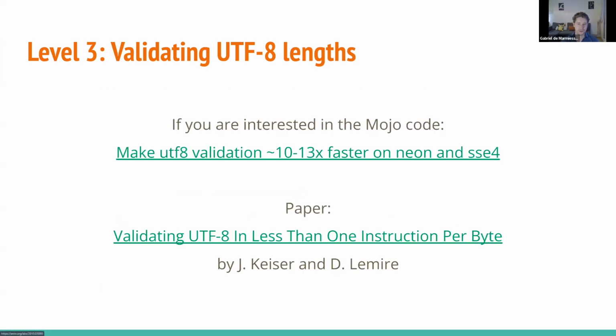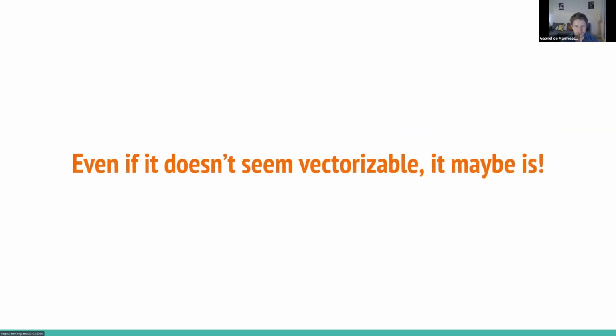So if you're interested in the Mojo code, that's a pretty complicated one. You can look at the pull requests where we made UTF-8 validation much faster. There is also a really good paper by Keiser and Lemire on the subject. If you're interested in UTF-8, you can also read the paper because it has a really good introduction on UTF-8 in general and validation of UTF-8. So even if it doesn't seem vectorizable, maybe it is.